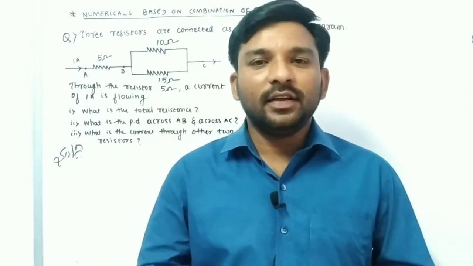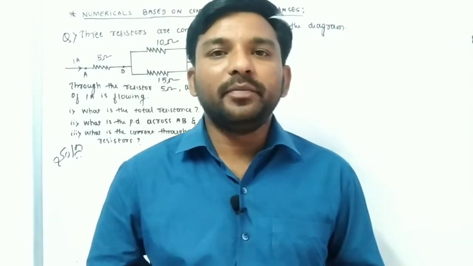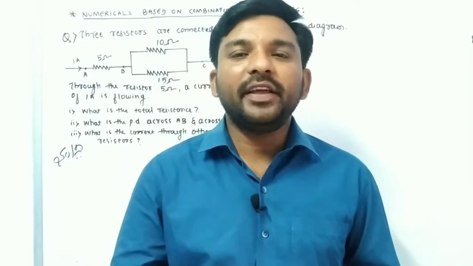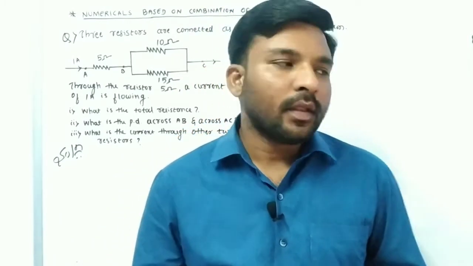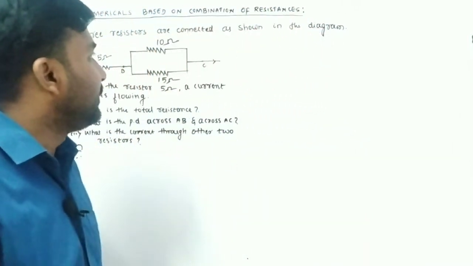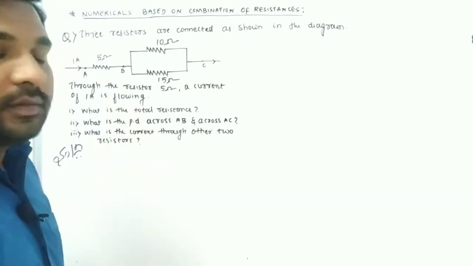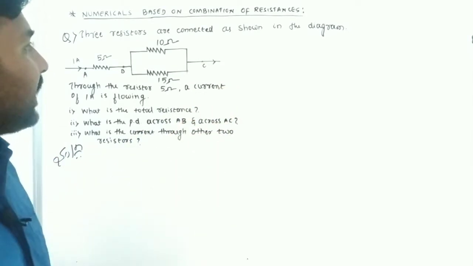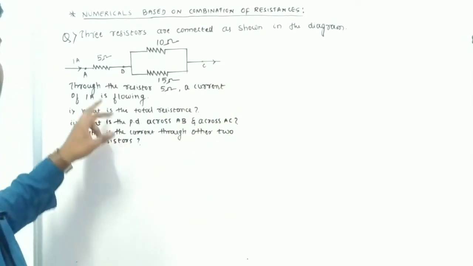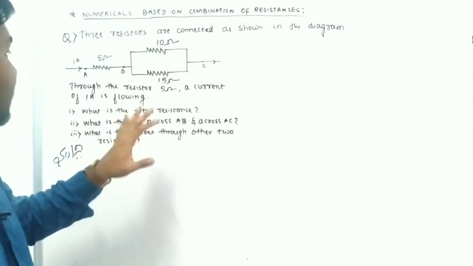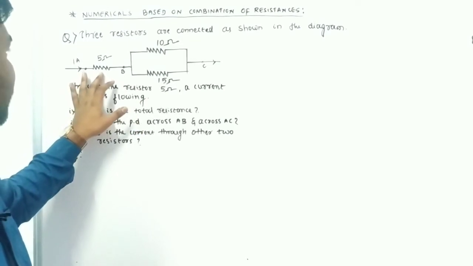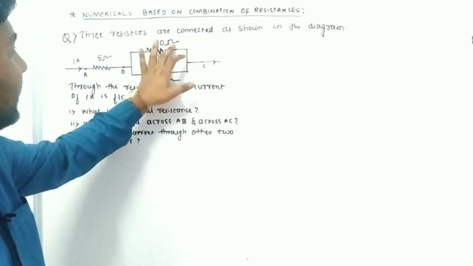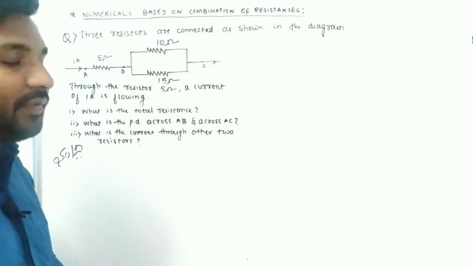Hello students, today we will solve the problems based on combination of resistances. So here is the question. Three resistors are connected as shown in the diagram. So here we have the three resistors. First one is 5 ohm, this one is 10 ohm and this one is 15 ohm.